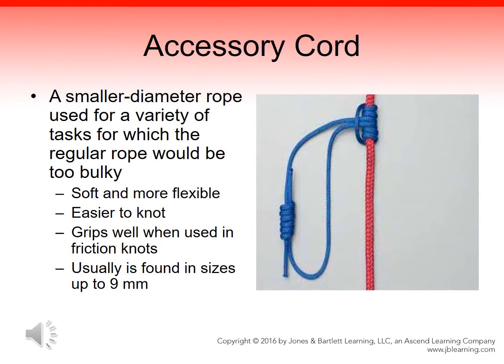Accessory cord. It's a smaller diameter rope used for a variety of tasks for which the regular rope would be too bulky. It's soft, more flexible, and easier to knot. It grips well when used in friction knots. It's usually found in sizes up to 9 millimeter. It's most commonly used as Prusiks and in mechanical advantage systems, also tandem Prusik belays, and can also be used for self-rescue with 2 different length Prusiks.